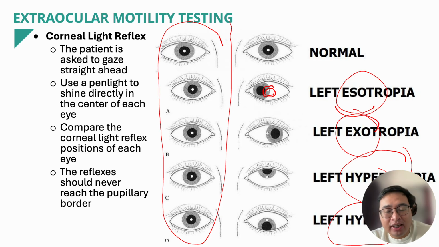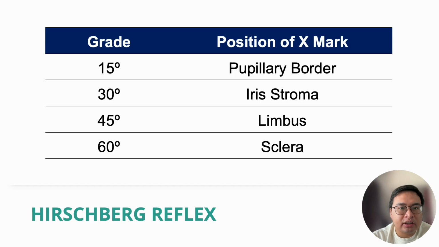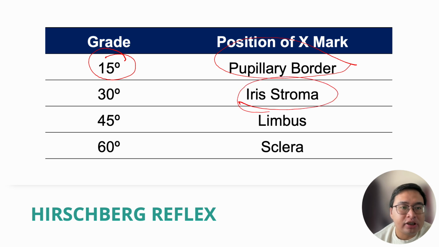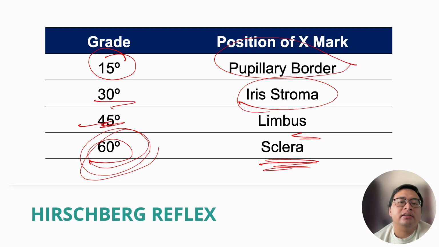And can you quantify this? Yes, it's what we call the Hirschberg reflex, and the position of the light reflection, if it's in the pupillary border, then the degree of deviation is 15 degrees. If it's located in the iris, it's 30 degrees. If it's in the limbus, it's 45 degrees. And if the reflection is located in the sclera, the deviation is 60 degrees.